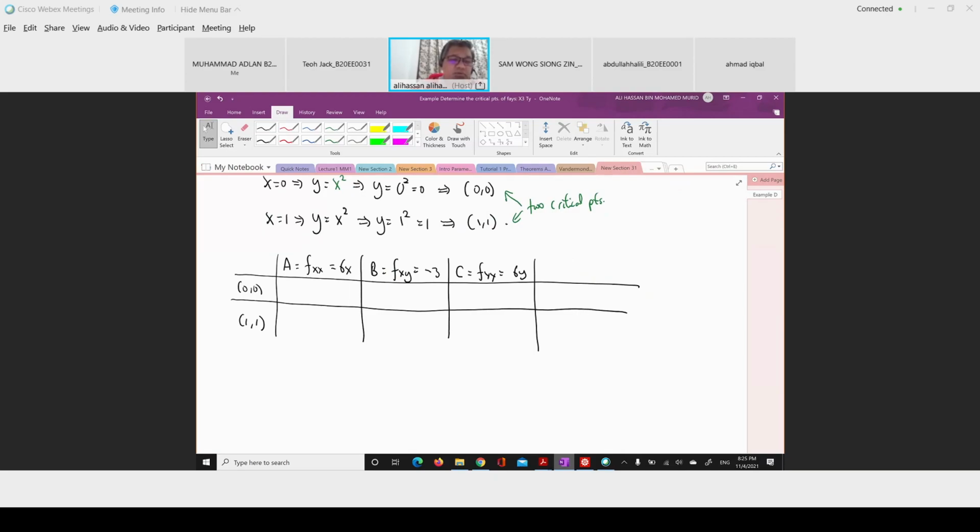So when x is 0, y is 0, 6x is equal to 0, right? And b equal to what? Minus 3 is a constant, minus 3. And c is 6y. At the critical point 0, 0, y is 0. So now we calculate AC minus B squared. A is 0. C is also 0 minus B. B is minus 3. And so we have minus 9, right? Minus 9.